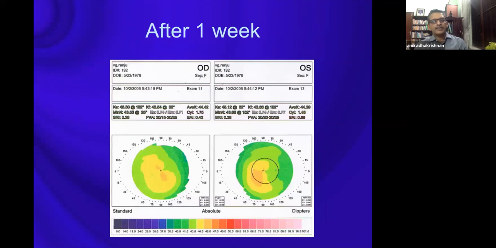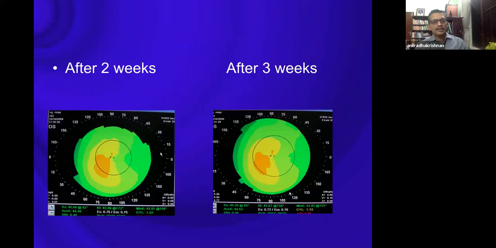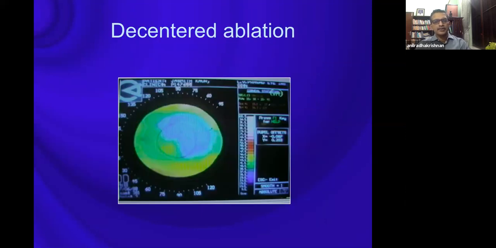After 1 week, it was like this. After 2 weeks and 3 weeks, it was a consistent pattern. So this patient has got a normal topography. Maybe you can consider refractive surgery in such a patient.